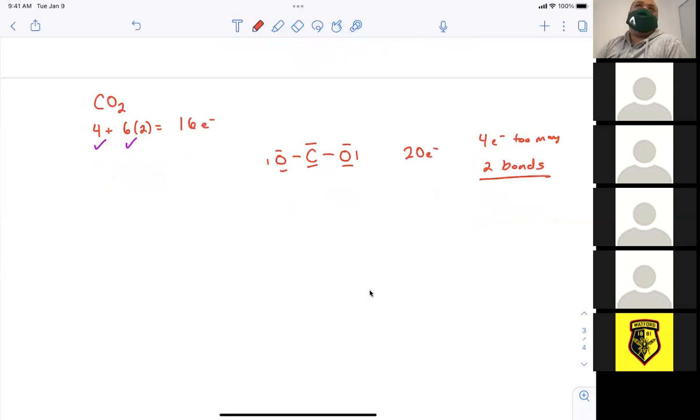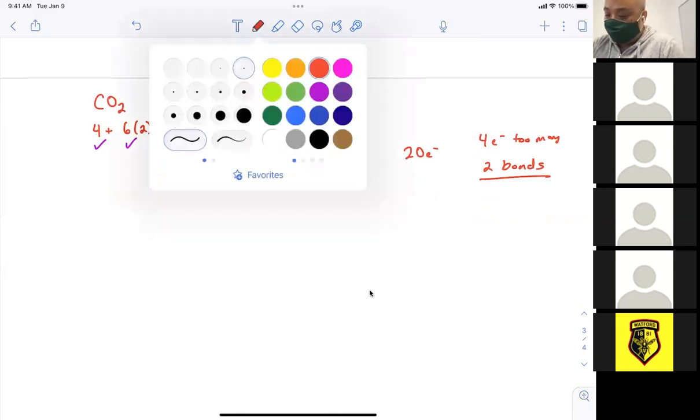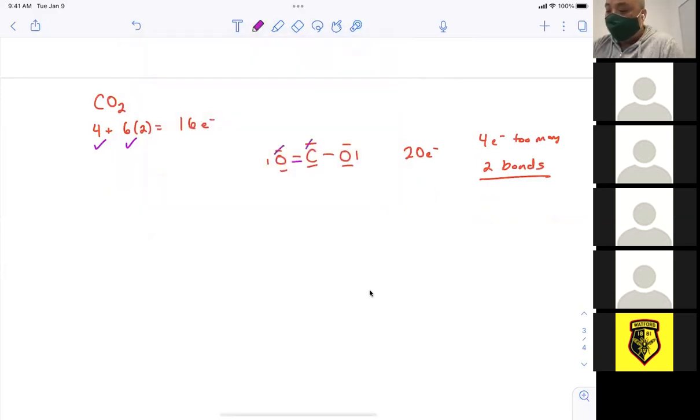What's the best way to do that? How would you distribute 2 bonds? Yes, Lucia. Right. So you do a double bond between one CNO and then another double bond between the other CNO. Okay. So this becomes CO2.